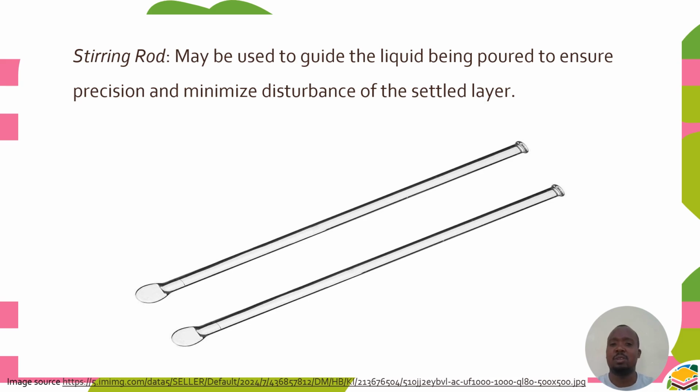So this may be used to guide the liquid being poured to ensure precision and minimize disturbance of the settled layer. So the stirring rod is not necessarily used for stirring when you are pouring the liquid. When you are decanting, you are just guiding the liquid into the empty container or the empty beaker. So these are the stirring rods. Of course, you need one. Even if the image here is showing two, you just need one. One is enough.